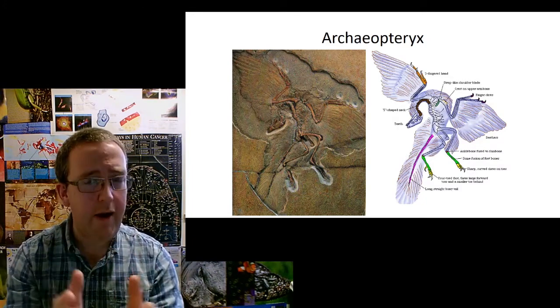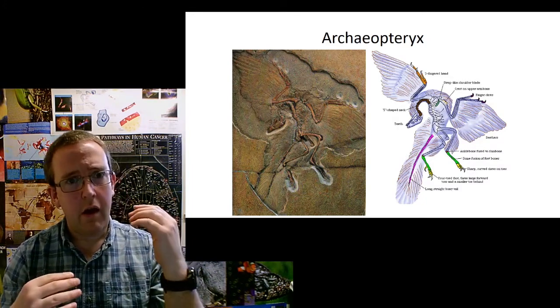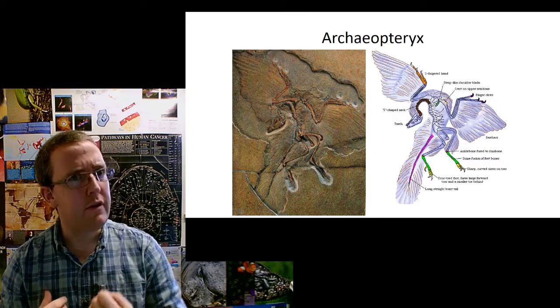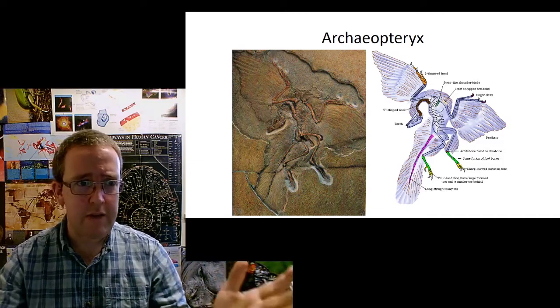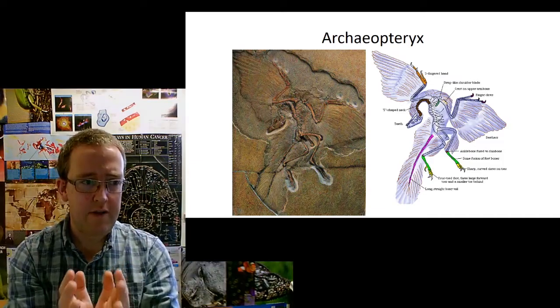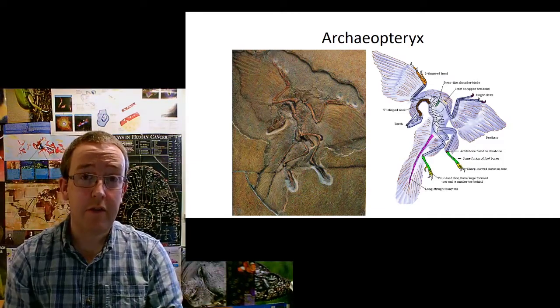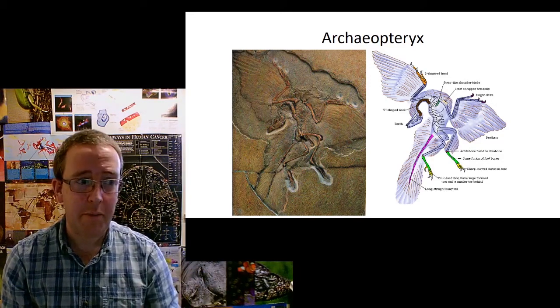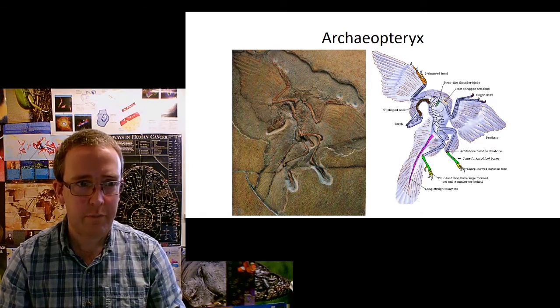Where are the halfway house things? Where are the lizard birds? The lurds? The bizzards? Where are they? Surely if they all came from a common ancestor, where is that common ancestor? And the answer is, well, it's extinct, because it's not as good as a bird at being a bird and not as good as a lizard at being a lizard.